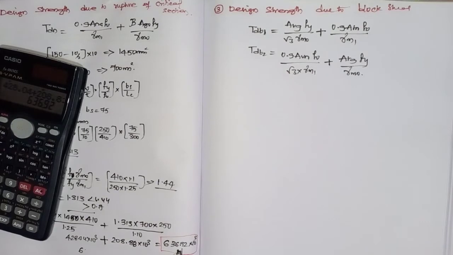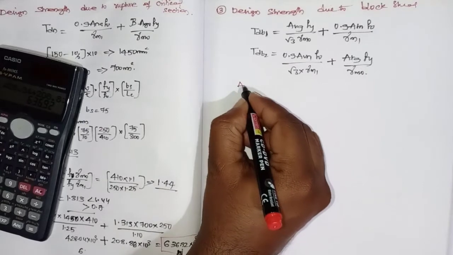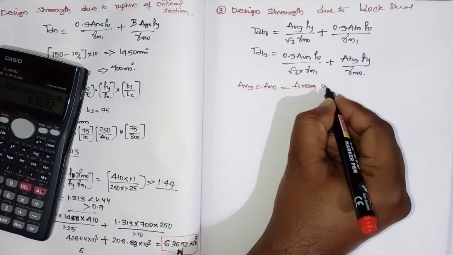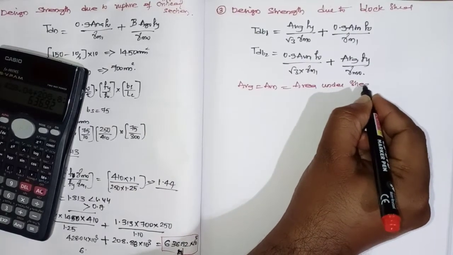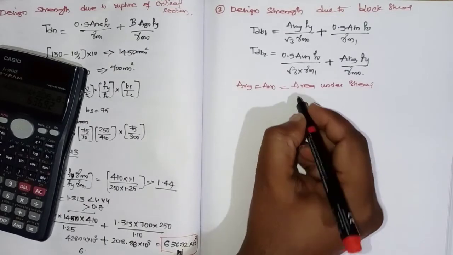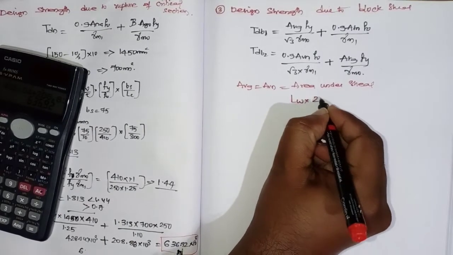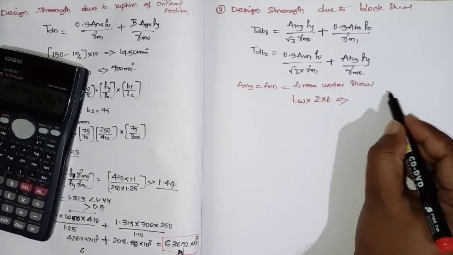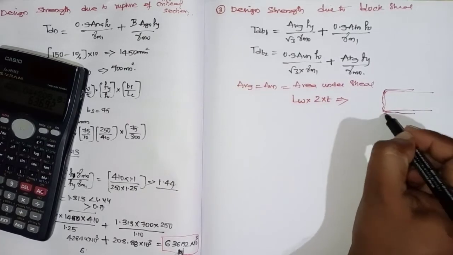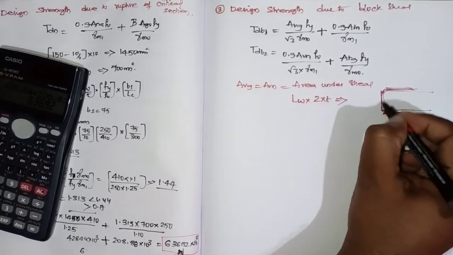Now what does this V indicate? This V indicates shear and T indicates tension. Means AVG or AVN is nothing but the area under shear. Now how to calculate this? Two sides will be there, that is length of weld into 2 times into thickness. Means if I connect like this, this is area under shear and this is area under tension.